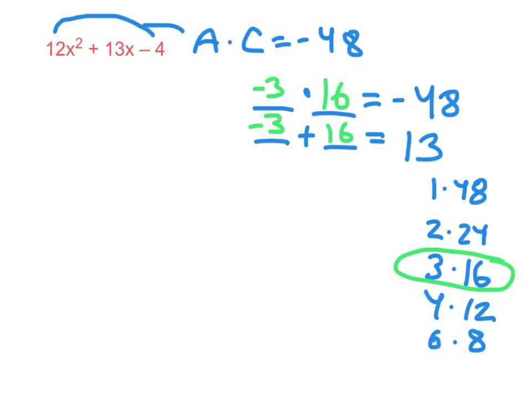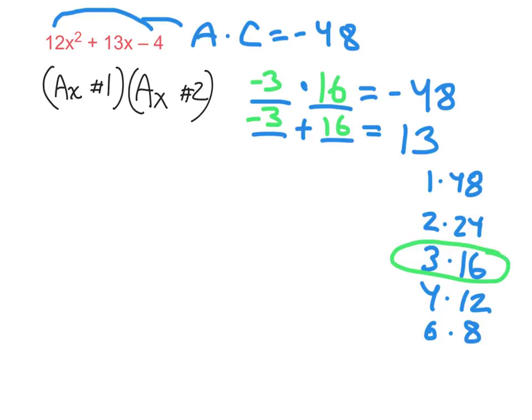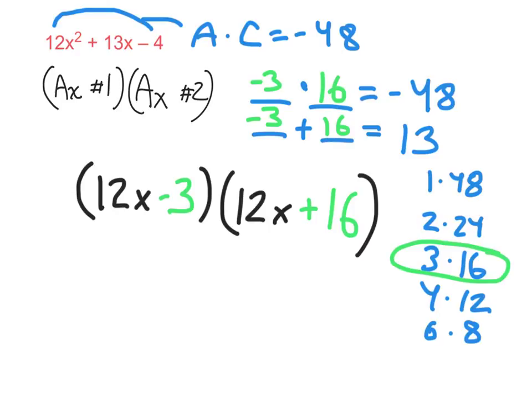So, the general formula for this, using my a value and then using the two numbers I find, looks like so. I'll have ax and the first number, and then I'll have ax and the second number. So, using my format, I have 12x minus 3 and 12x plus 16.